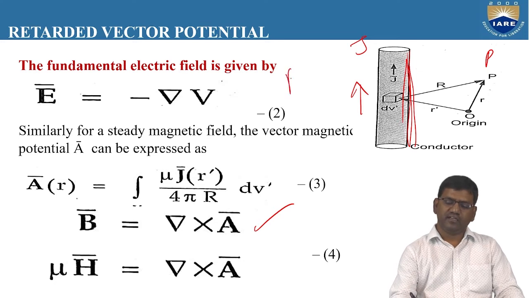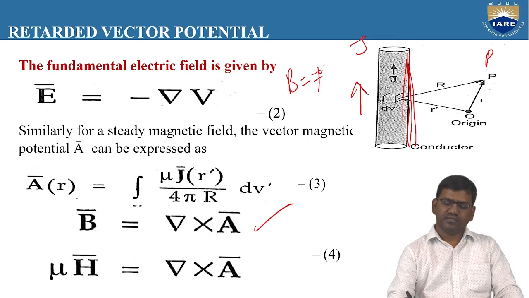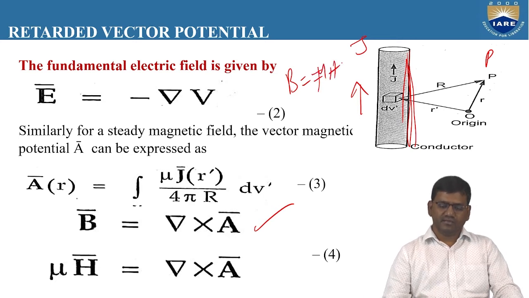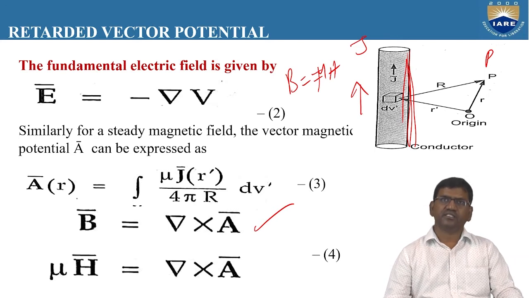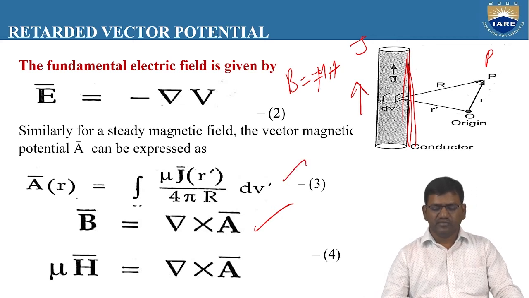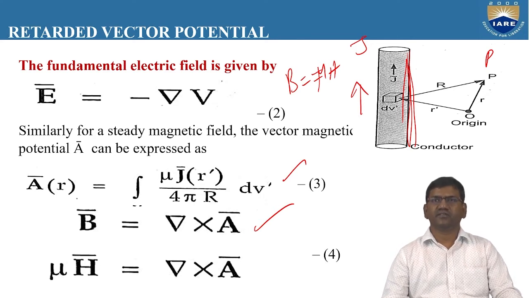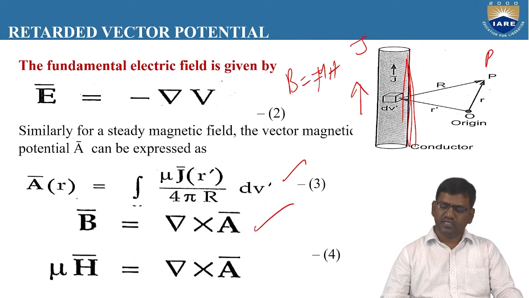We know that the magnetic flux density B is equal to mu H. H represents the magnetic field intensity, E represents the electric field intensity. And A of R is equal to mu of J of R dash by 4 pi R. A bar of R is equal to the integration of mu of J of R dash by 4 pi R into dV dash.